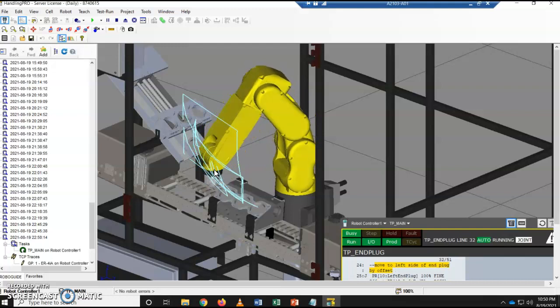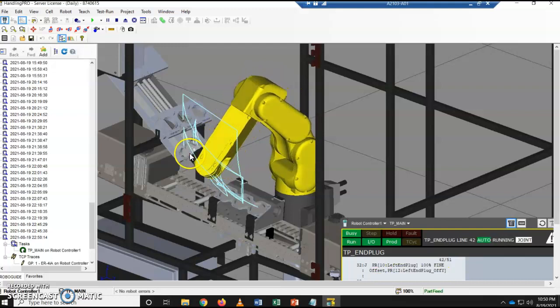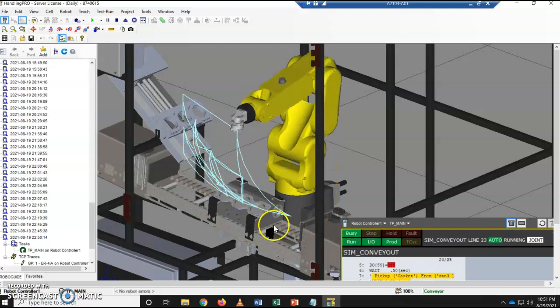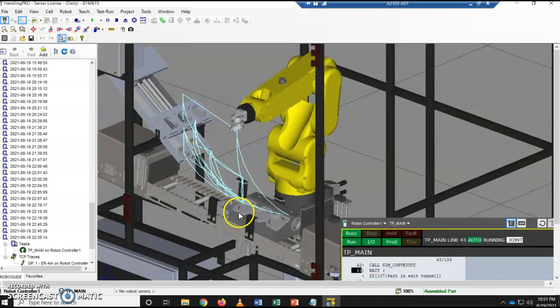After that, the robot picks an end plug and places it in the exact location here. Then the cylinder is lowered, the exit tunnel door opens, and the part moves.